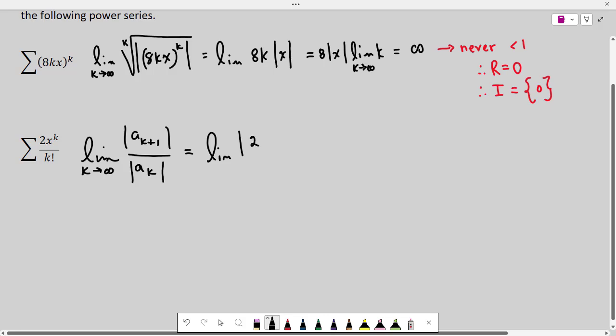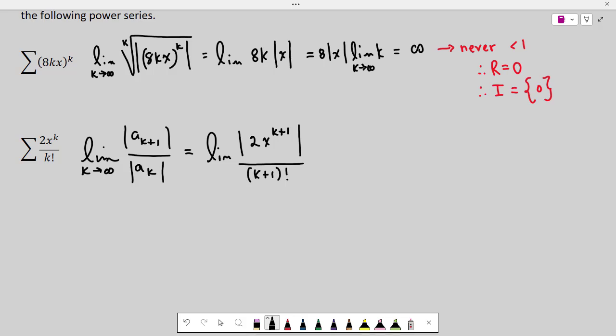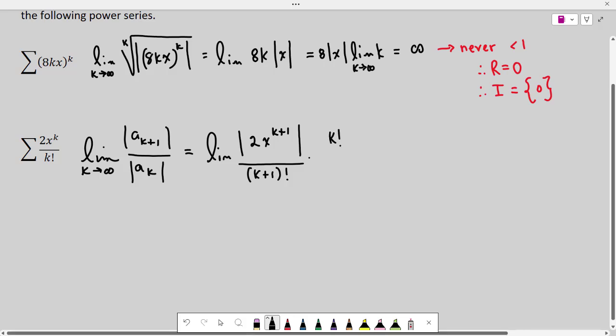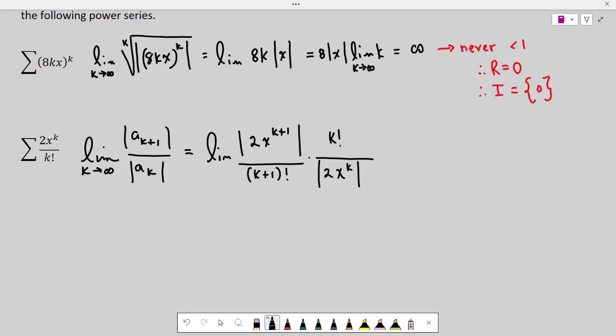So this is going to be 2x to the k plus 1 divided by k plus 1 factorial. Don't need absolute value bars on that. That's positive. So there's a sub k plus 1. We're going to divide by a sub k. So that means multiply by the reciprocal. We've got that. And then we just have to simplify and then take the limit.